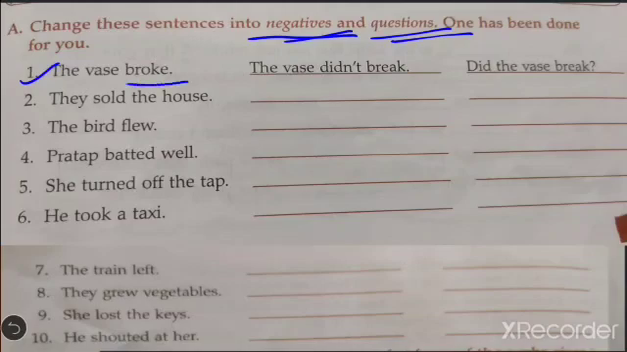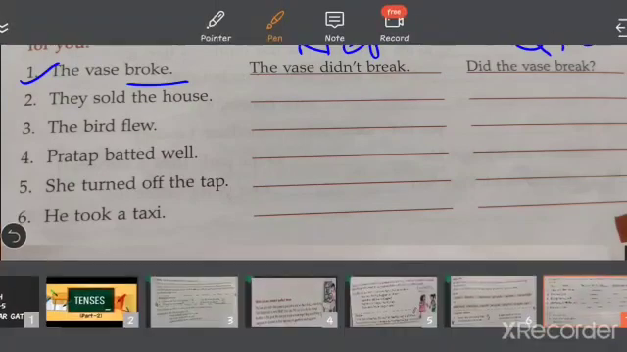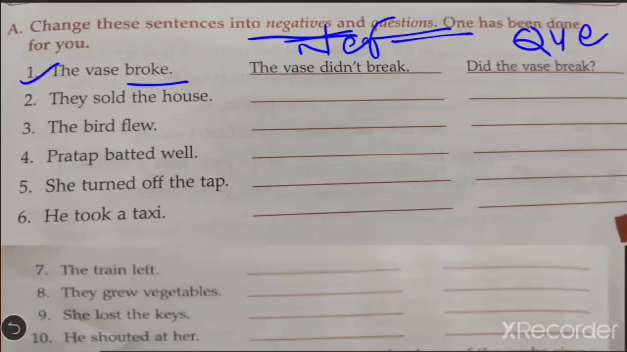Now broke is showing the past tense of the base form, break. The vase did not break is a negative sentence. And here the question sentence: The vase didn't break. Did the vase break? Now, why turn into negative? You have to use didn't, did not. Why turn into question also? You have to use did.